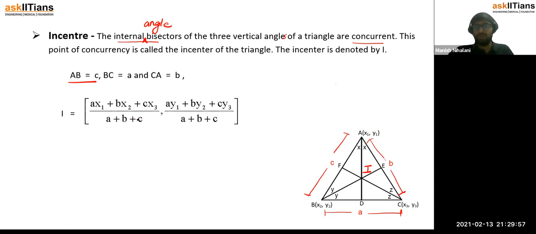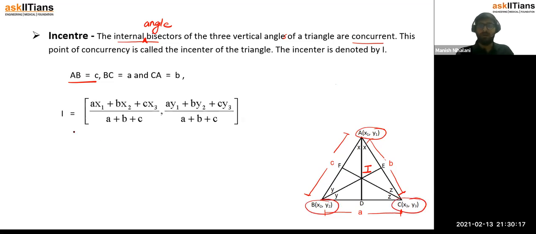What are x1, x2, x3? They are the x coordinates of the vertices of the triangle, right? And what are y1, y2, y3? They are the y coordinates of the vertices of the triangle.